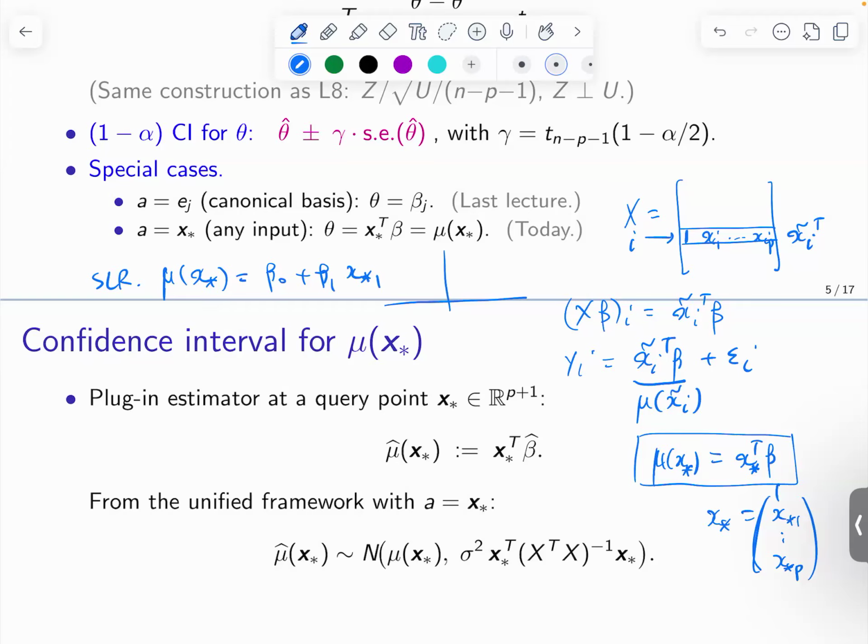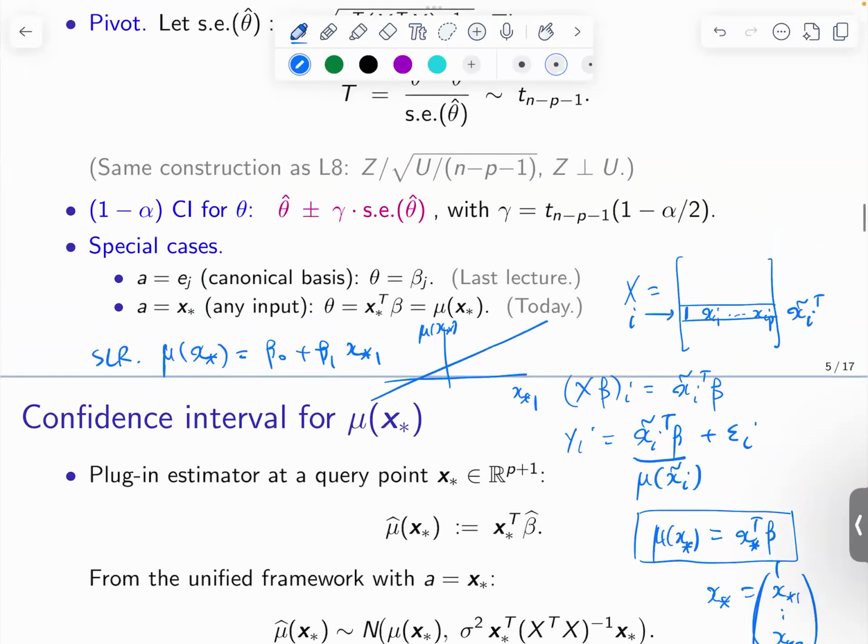And if you plot it, this would be x star 1, this would be mu of x star, this would just be a line. Right, so that's the regression line, and in general, we need a regression function. It's a multivariate function, like a linear function in R^p, or really in R^(p+1). And so you can see that if I just rename this a to be this x star, then x star transpose beta is really mu of x star.